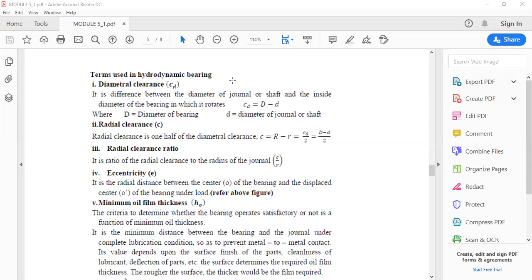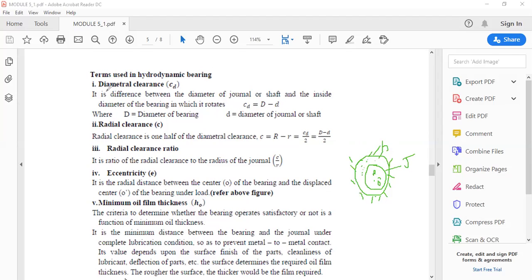Say, for example, if I consider a journal bearing, this is a bearing that is a stationary member, and there is another element which is supported by this and rotating within this particular element. This is the center of the bearing, and this is the center of the shaft. Say this is O dash and this is O, this is the bearing, and this one is the journal or shaft. This is the area where the liquid lubricant is filled in.